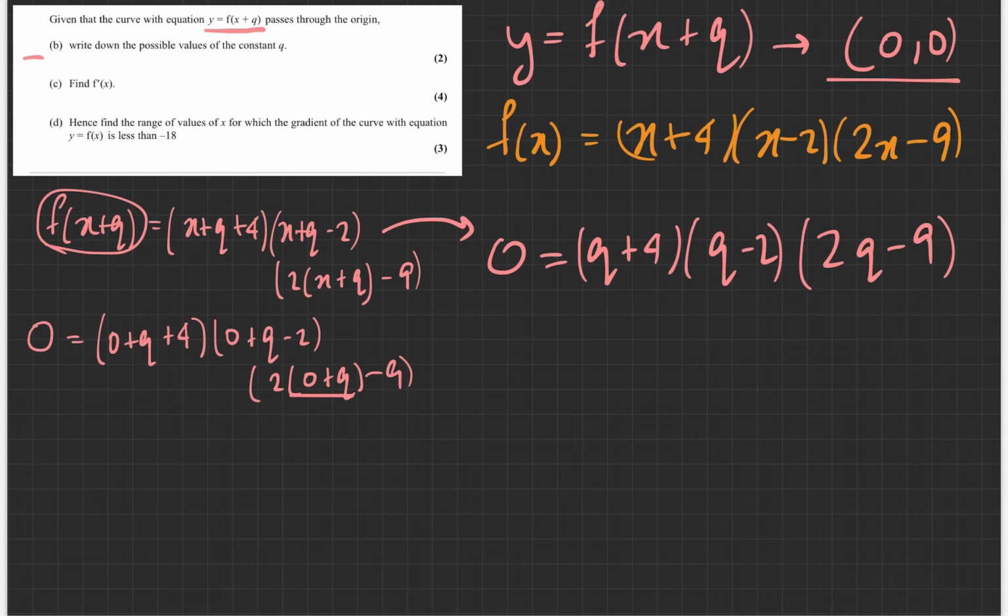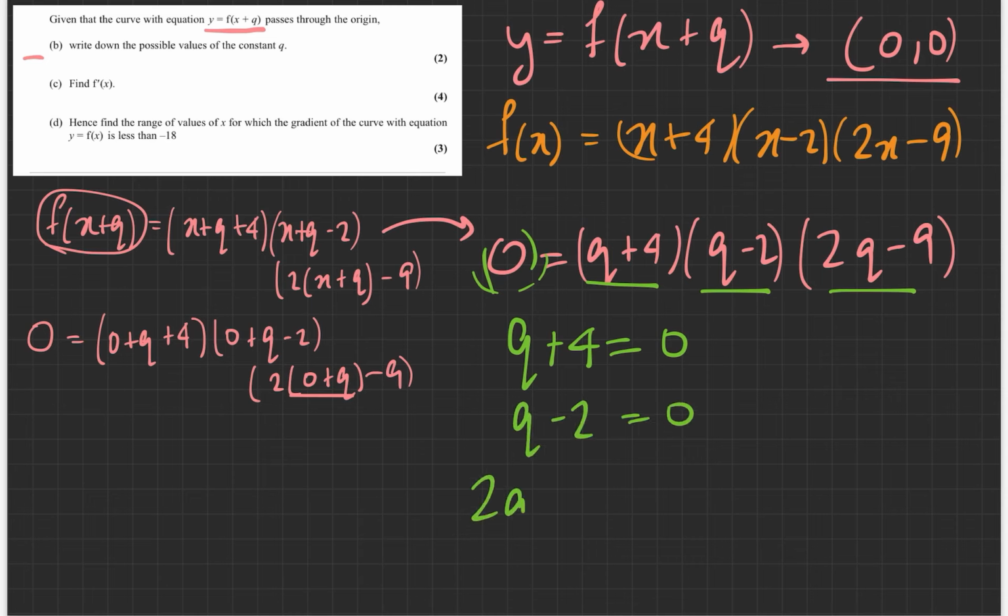Now, based on our knowledge of quadratic equations, it's possible that any of these factors is equal to 0, which will give us the final value of 0, right? So I can say that q + 4 is equal to 0, q - 2 is equal to 0, and 2q - 9 is equal to 0, right?